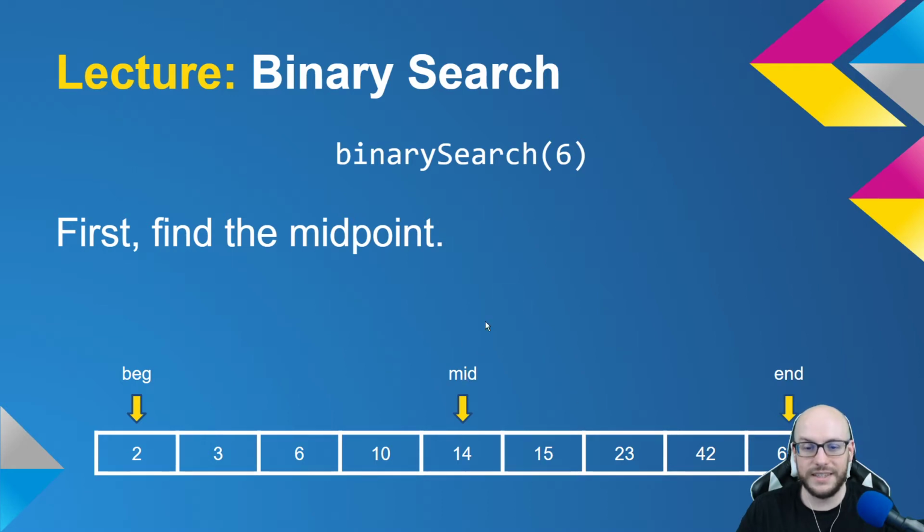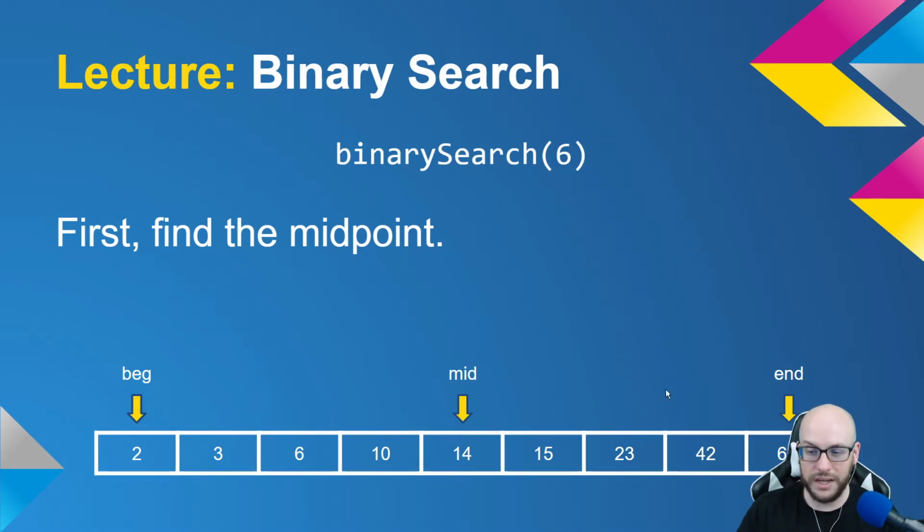In this case, 6 is less than my 14. So what that tells me is that I can ignore this right-hand side. 6 isn't going to be over here. It's going to be somewhere over here on the left-hand side. So we are going to break the array in half by just limiting our search parameters.